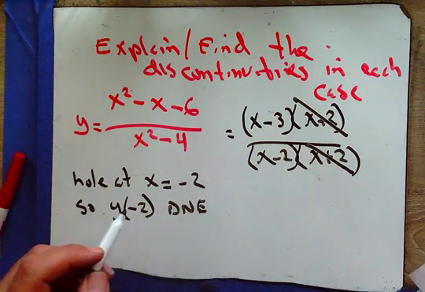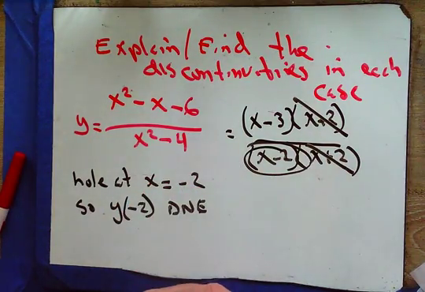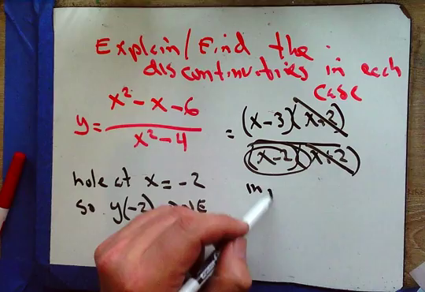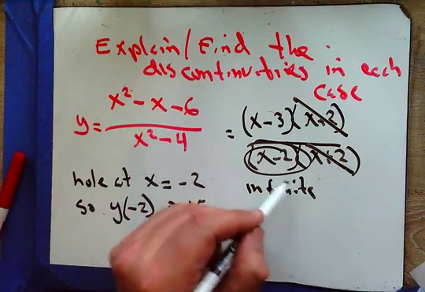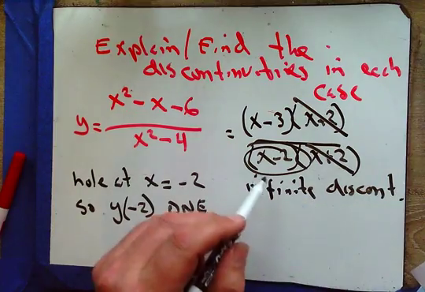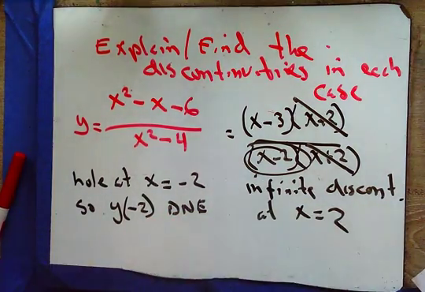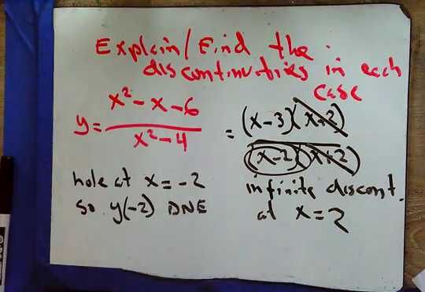But that's not the only discontinuity, is it? What about that one? Well, that's an infinite discontinuity because it's a vertical asymptote at x equals 2. All right.